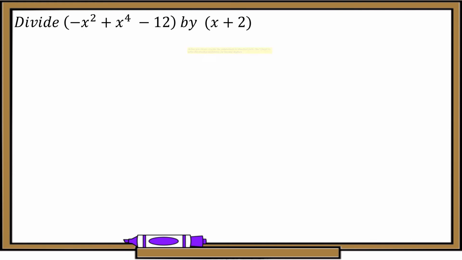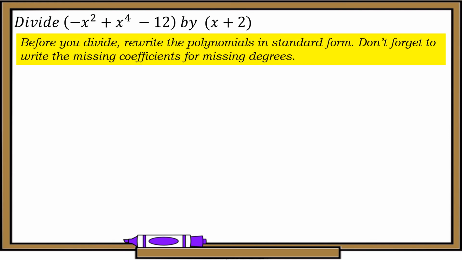Next example. Divide negative x squared plus x minus 12 by x plus 2. So, same step. Before you divide, rewrite the polynomials in standard form. Don't forget to write the missing coefficients for missing degrees.